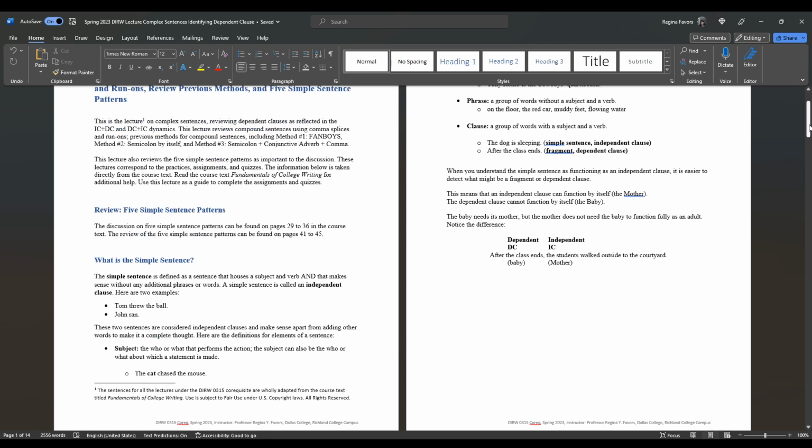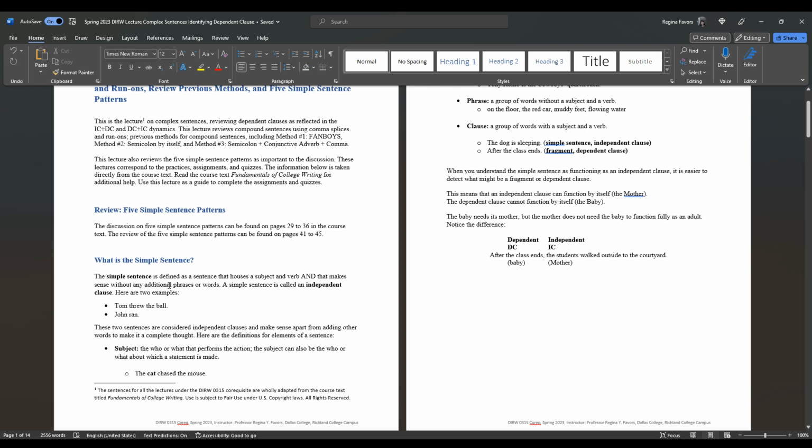Okay, so of course, reviewing five simple sentence patterns, you can find this on pages 29 to 36, 41 to 45. And then we understand that the simple sentence is defined as a sentence that houses a subject and a verb and will be considered an independent clause. And so when you are identifying the dependent clause, usually the independent clause either precedes the dependent clause or comes after it or succeeds it.